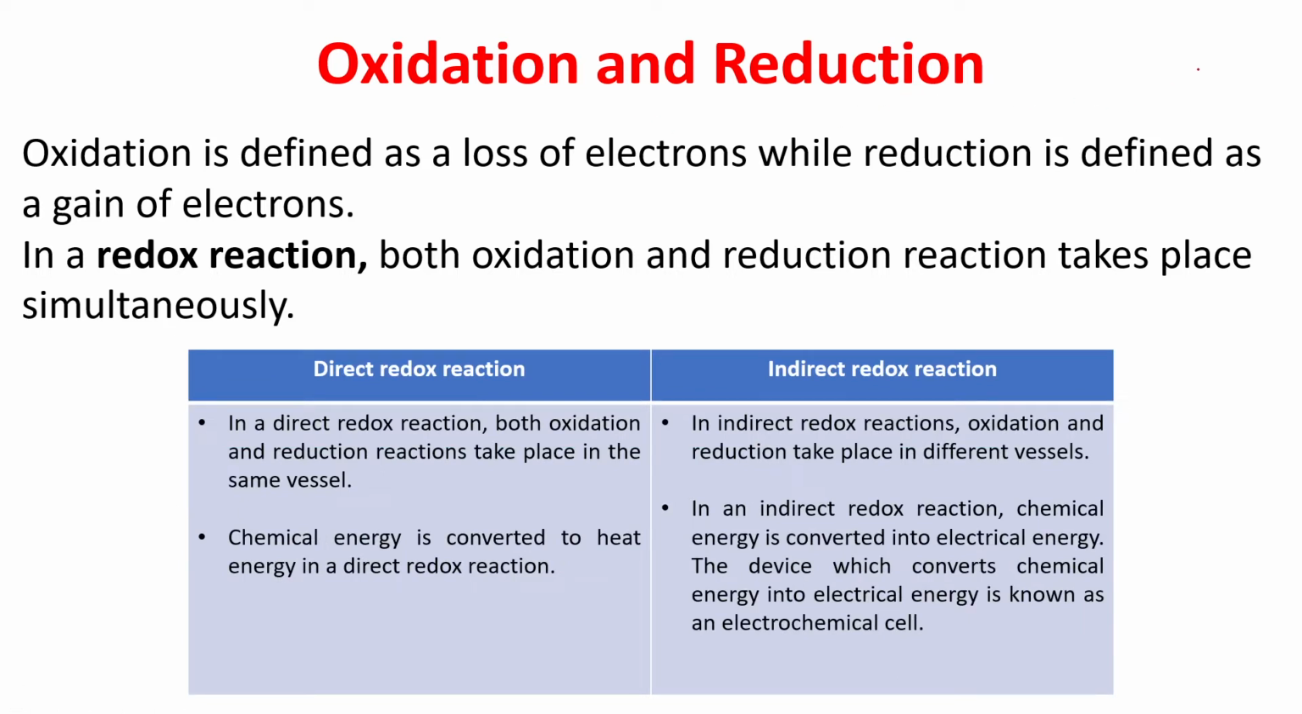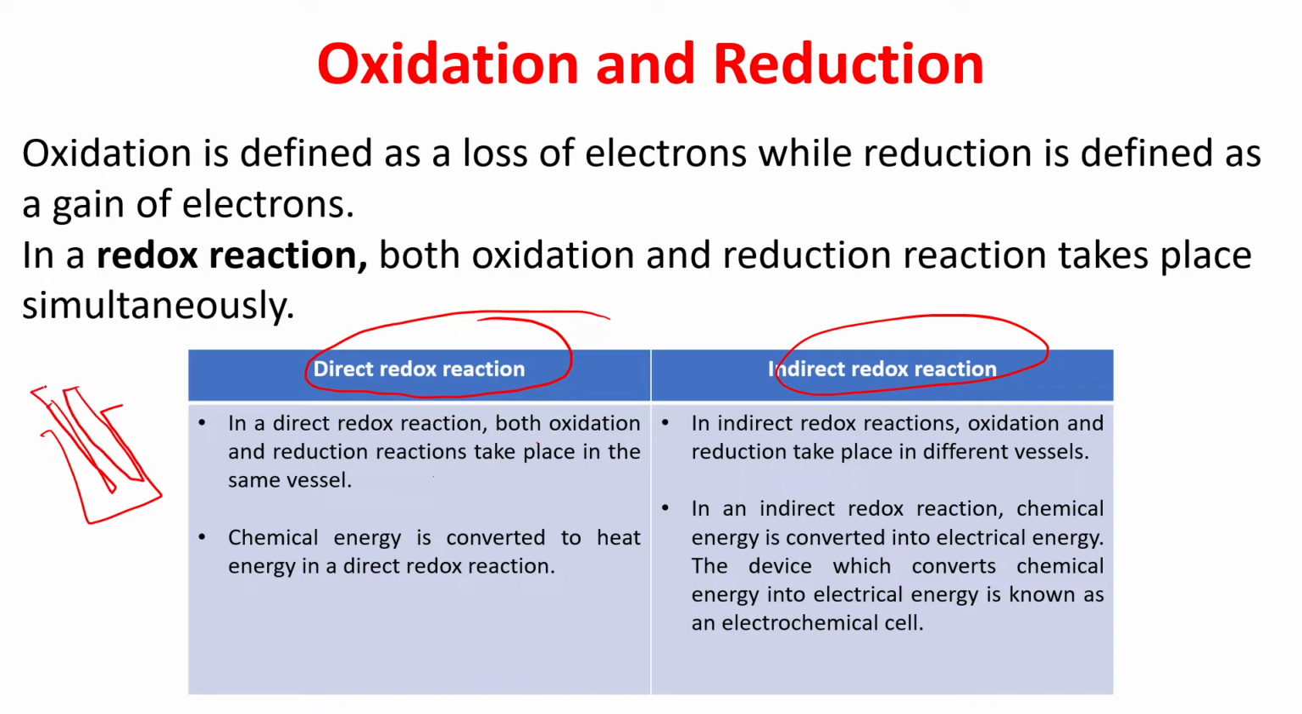Now let's understand what are direct redox reactions and what are indirect redox reactions. In a direct redox reaction, both oxidation and reduction take place in the same vessel. That means in one electrolytic cell containing two electrodes, reduction will happen on one electrode and oxidation will happen on the other, and both electrodes are in a common vessel or common cell. They are sharing one single electrolyte.